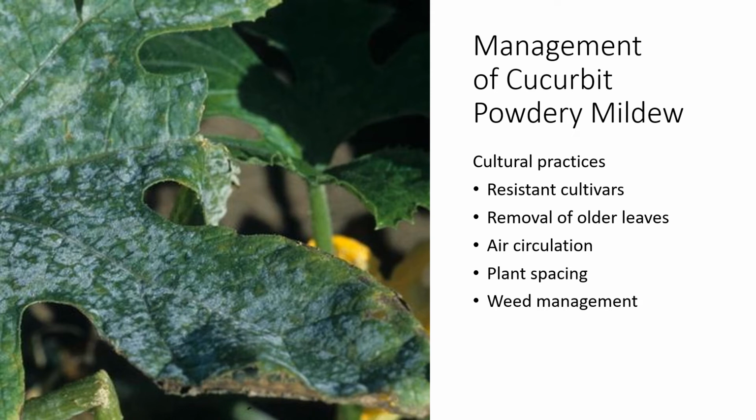Spacing plants, again, reduces humidity, and so does managing weeds, not just because weeds are also often hosts to these powdery mildews, but also because the more weeds we see, the less air circulation and the more moisture that can be trapped inside those canopies and in those rows.